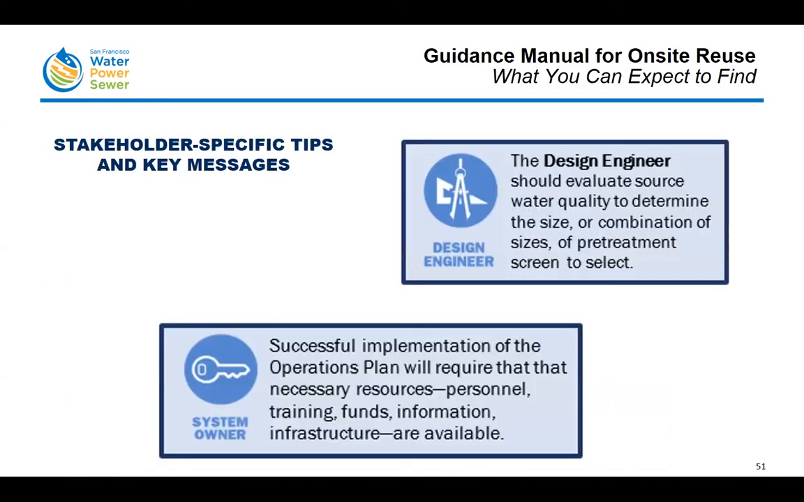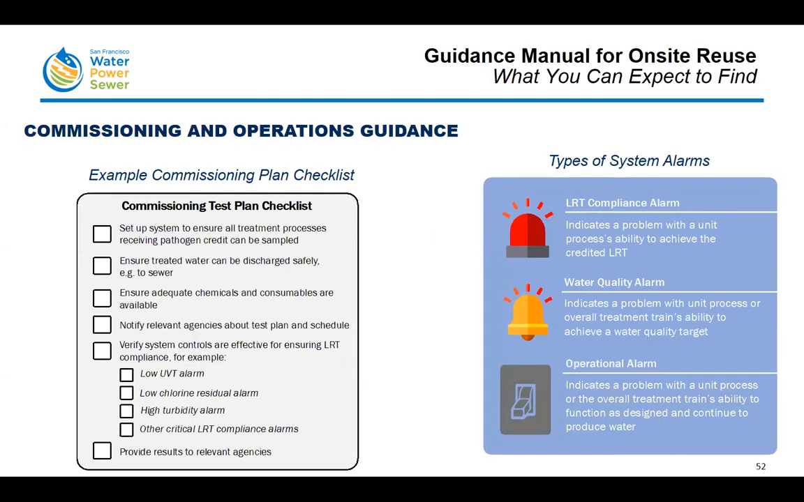The guidance manual also includes stakeholder-specific tips and key messages. One of the ones that we just pulled out for this slide is that the design engineer should evaluate source water quality to determine the size or combination of sizes of pre-treatment screen to select. This is really highlighting the importance of understanding what the quality of your source water is, which will then impact your treatment design downstream. And the other example stakeholder tip that we provided was that successful implementation of the operations plan will require that the necessary resources, such as personnel, training funds, and information, are available.